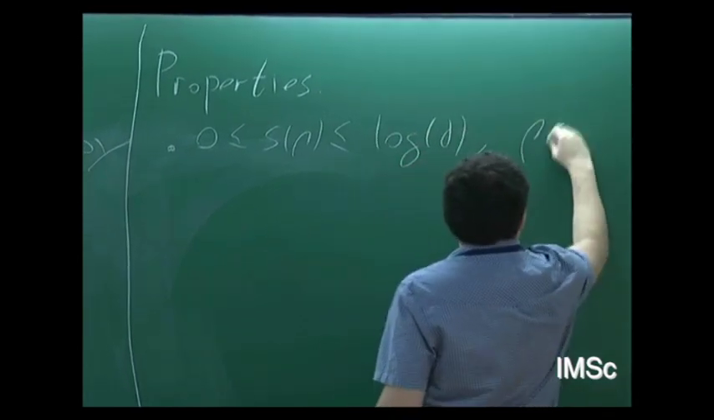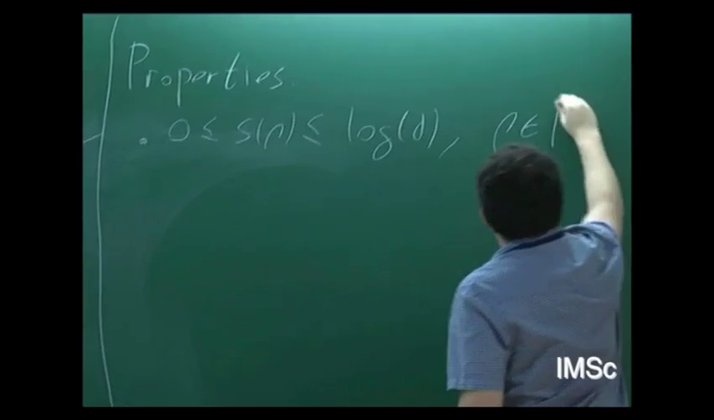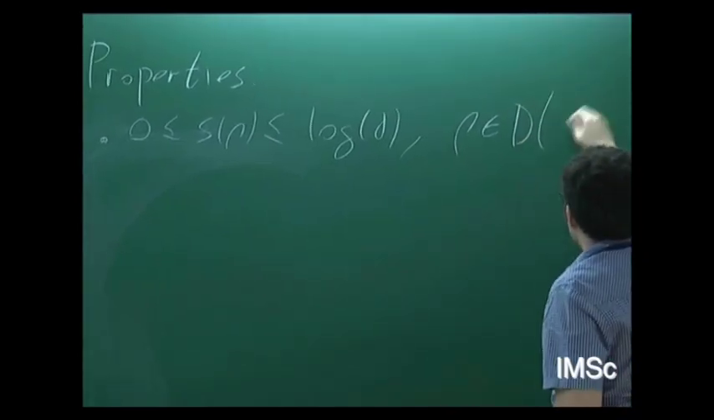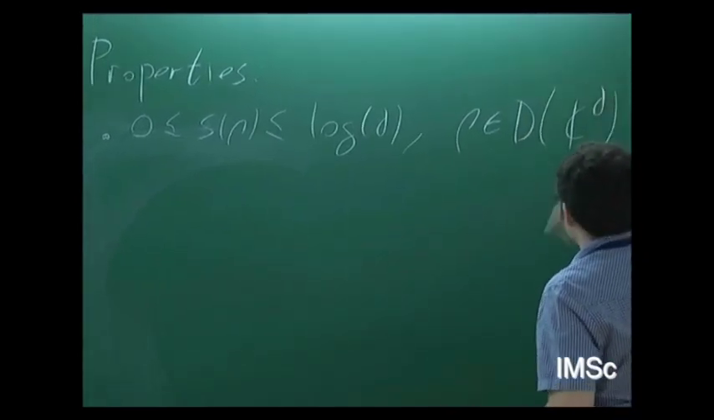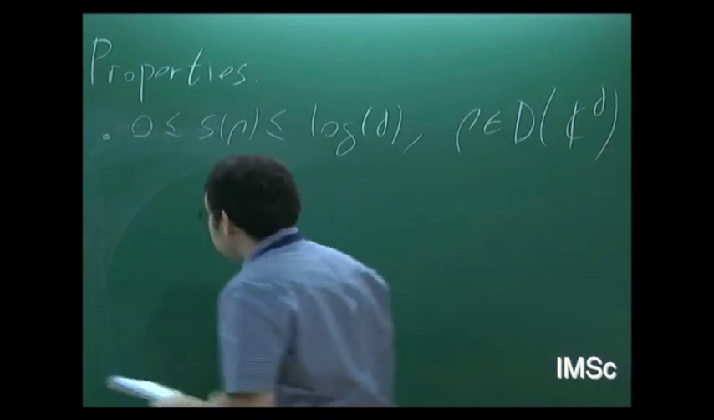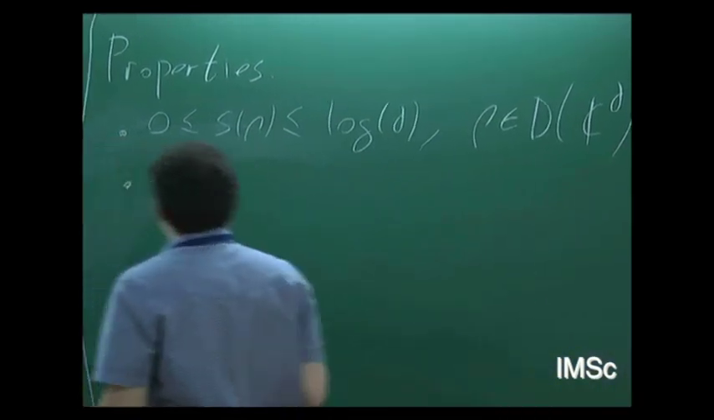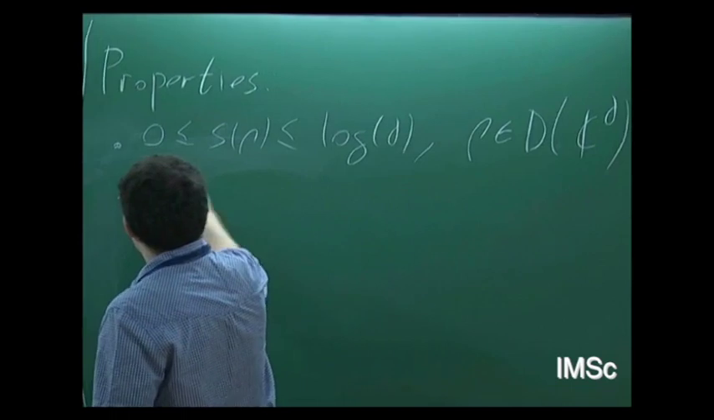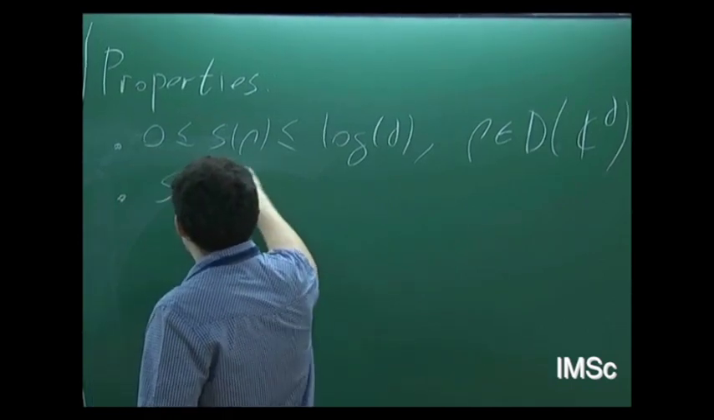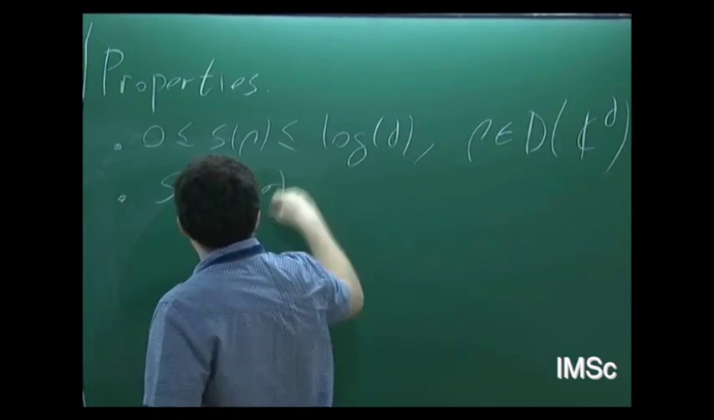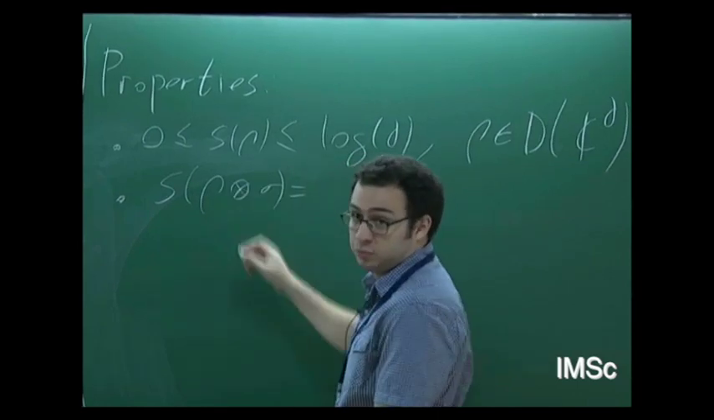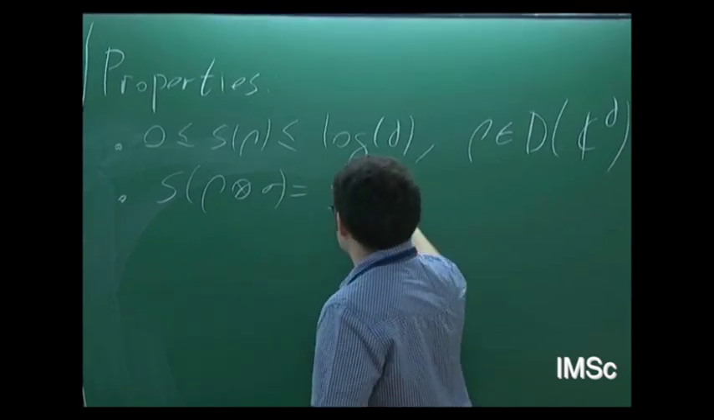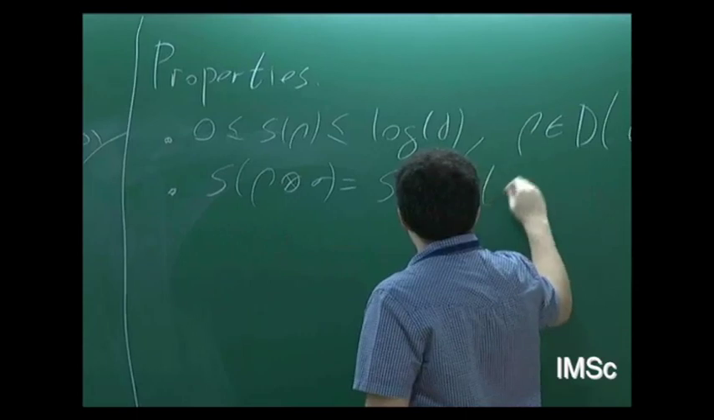So rho, I would denote a density matrix by D acting on this vector space, the d-dimensional complex vector space. So this is some normalization. The entropy is also additive. So if you have a tensor product of two quantum states, so two independent quantum states, we just have to sum the entropies.